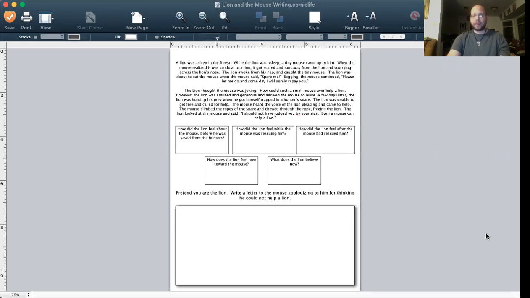Now we're going to look at this text structure. This text structure is called Metamorphosis from Gretchen Bernabei. And I changed it just a little bit to apply directly to this fable. And by answering it, we can summarize the fable.